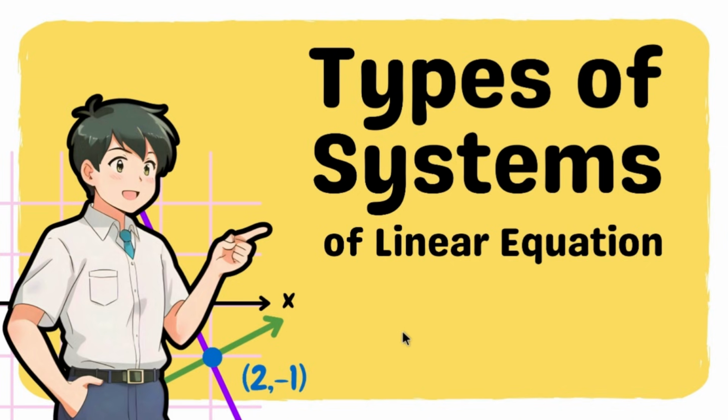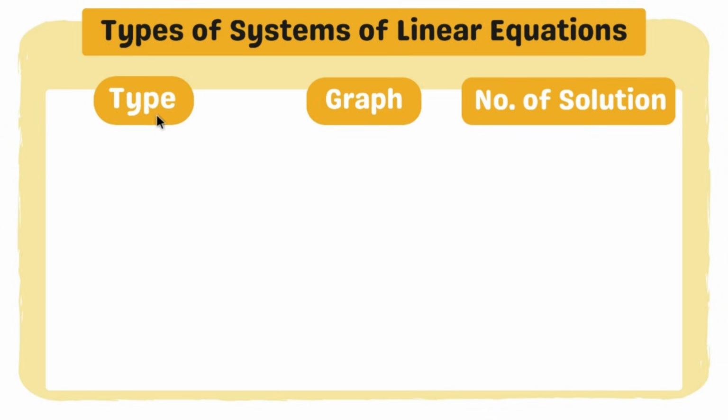Okay, so lahat po ba ng systems of linear equation, iisa lang po ang kanilang intersection or yung solution? Actually, hindi po. There are different types of systems of linear equation. So we have here the first type, and then ano po ang itsura ng graph, and then the number of solution. Okay, there are actually 3 types of systems of linear equation.